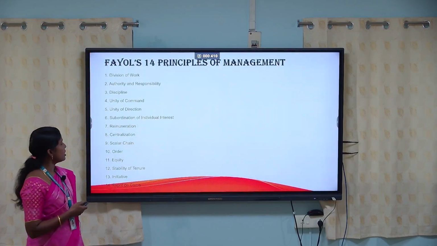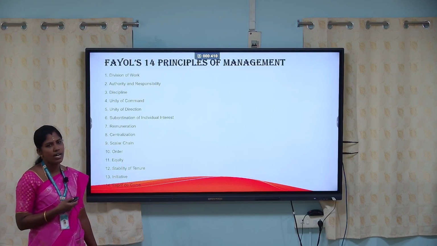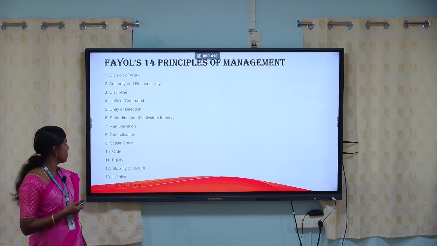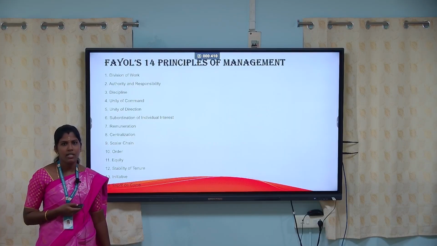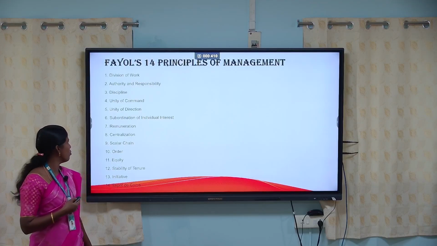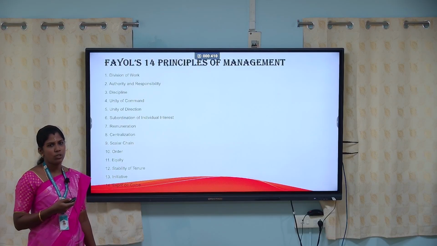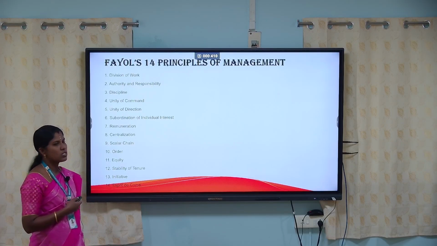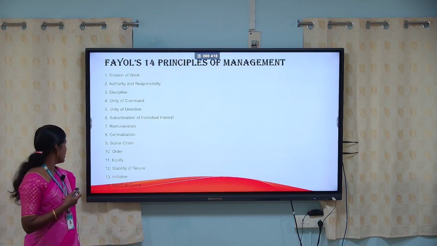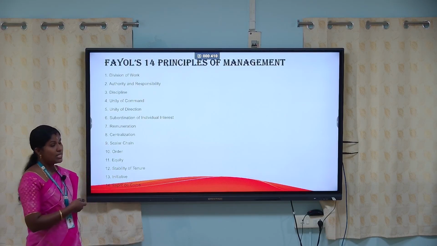In the next slide is Fayol's 14 principles of management. The first point is the division of work, and the second point represents authority and responsibility, and the third point is discipline, and the fourth one is unity of command, and the fifth point is unity of direction, and the sixth point is subordination of individual interest, and the seventh point is remuneration, the eighth one centralization, the ninth point is scalar chain, the 10th one is order, the 11th point is equity, the 12th one is stability of tenure, and the 13th point is initiative, and the 14th one is esprit de corps. Okay, then you will see them one by one.